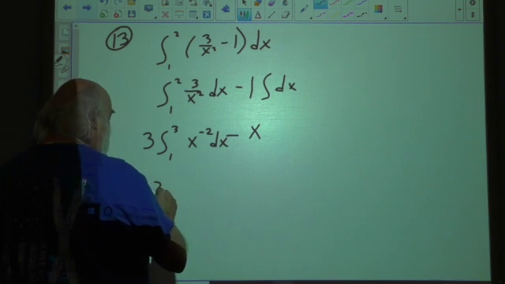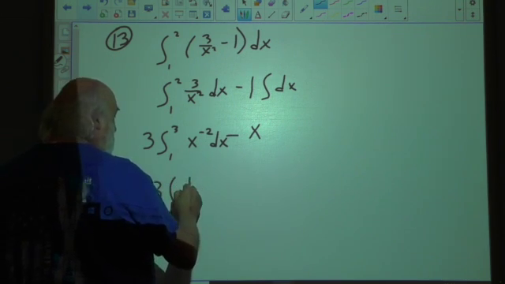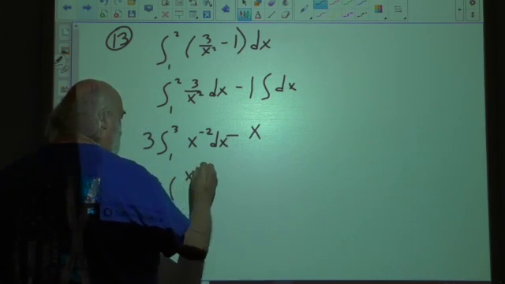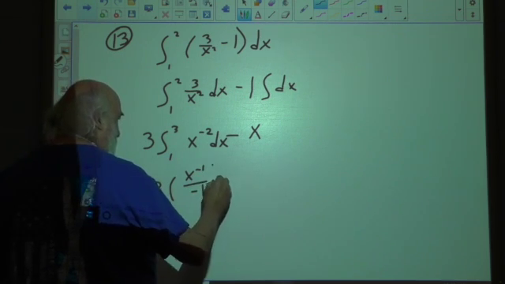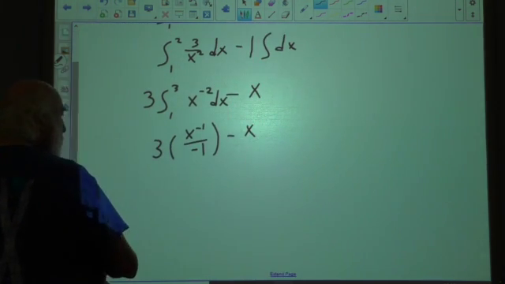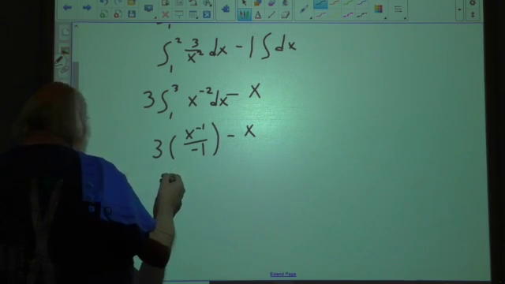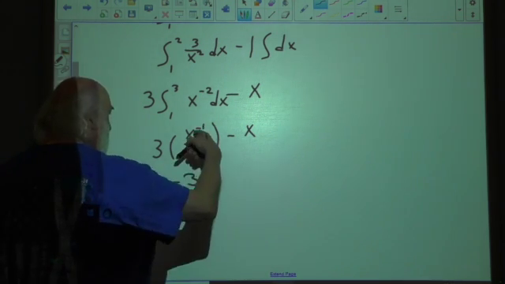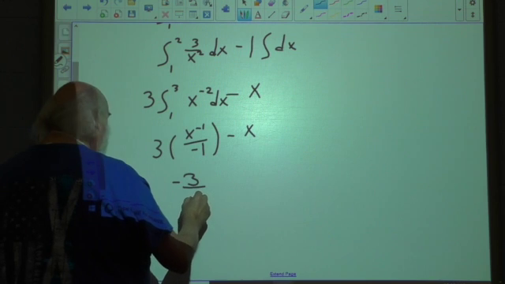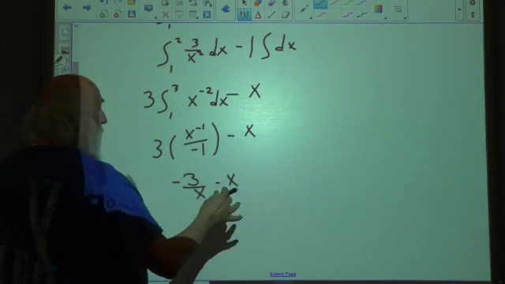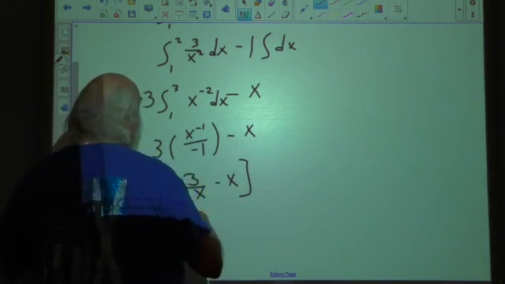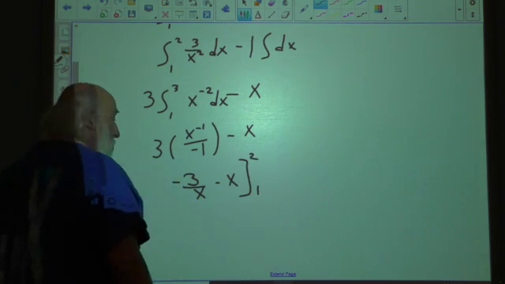So that means we're going to have 3 times 1 over, well, this is what it is, x to the -1 over negative 1, minus x. So this becomes then, the negative sign goes to the 3 here. This would be a negative 3. And then this becomes in the denominator as x to the positive 1. So negative 3 over x minus x is our final antiderivative within the function. And now we're going to subtract the values that go with it from 1 to 2.